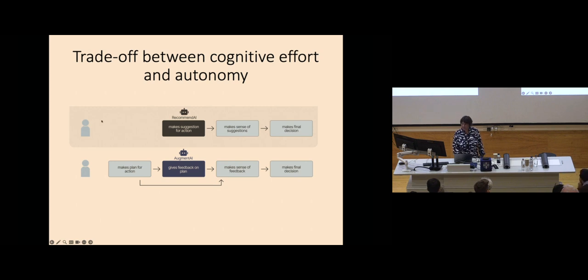In R1 here, we get them to do a bit of work at the beginning, which is to make explicit the plan for action. And the Augment AI will come back and give feedback on that plan as to whether it's a good one, and then the user has to make sense of that and make the final decision. So there's extra work, which is the cognitive effort, but they have more autonomy. So that's something that we've been exploring further: how do we think about this trade-off?